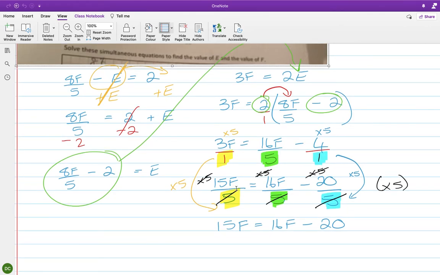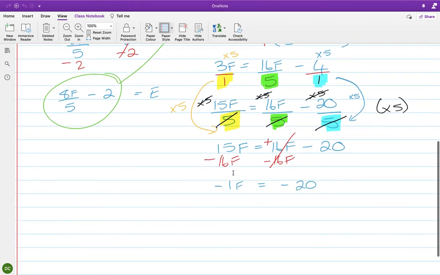So I need to gather my f's together. So this is a plus 16f, so I'm going to go minus 16f to cancel it, and minus 16f on the far side for balance. So that's minus 1f equals minus 20. And then to get the f, I'm going to divide by minus 1 to cancel, and divide by minus 1 for balance. So f equals, the two minuses make a plus, so 20 divided by 1 is just 20.